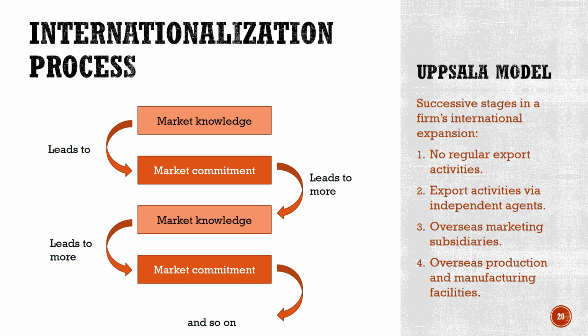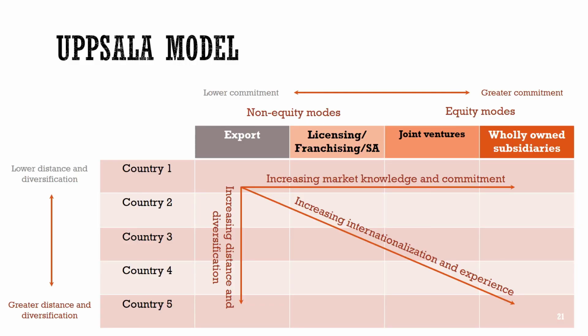To end this session, we have the Uppsala model. It aims to explain the internationalization process of a company. In general, it proposes that companies start with some market knowledge about the foreign country, and then it leads to market commitment, maybe in the form of exports. Then this experience increases the market knowledge that in turn leads to a greater commitment or investment, like establishing a marketing subsidiary, and so on.